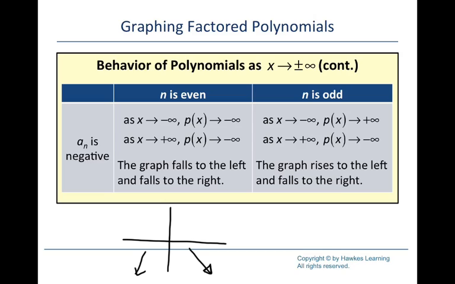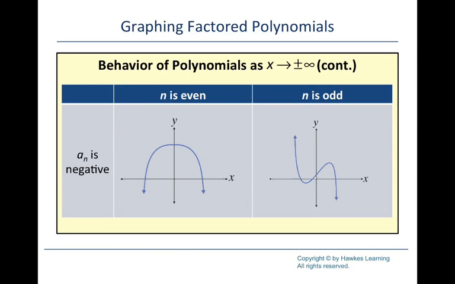Now, think about what it did before when a was positive and we had an odd n. It went down on the left, up on the right. But now, as x approaches negative infinity, as x goes to the left, y goes to positive infinity, and as x goes to the right, y goes to negative infinity. So it's flipped over from what it was when a was positive. The graph rises to the left and falls to the right. And we'll see a picture of that, I'm sure, on the next slide.